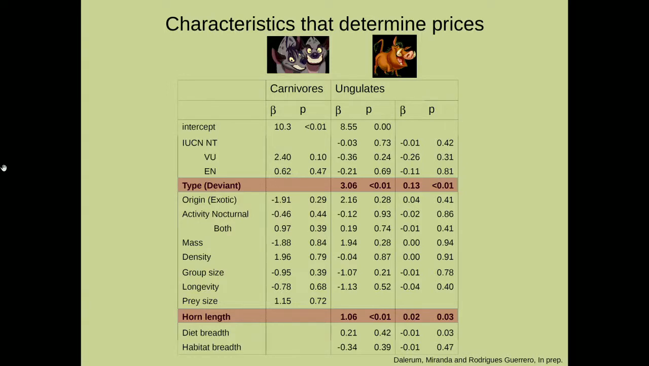And so this is the carnivores, these are the main effects for the ungulates, and this describes the interaction terms between each of these terms and time. So it basically tells us if there's a shift in a time trend. And the same thing here, for the deviant color morphs and for the horn length, we've had an increased importance of them over time.